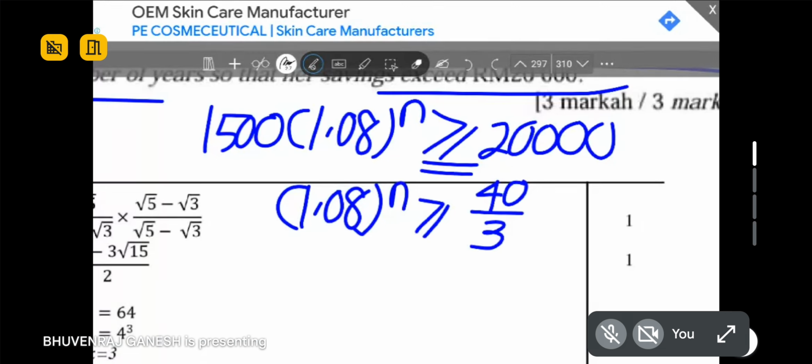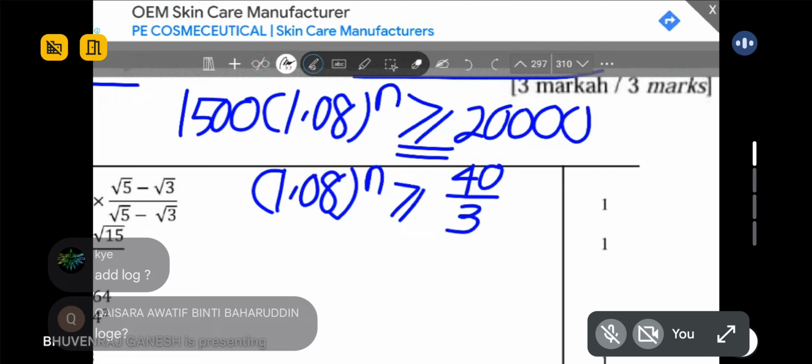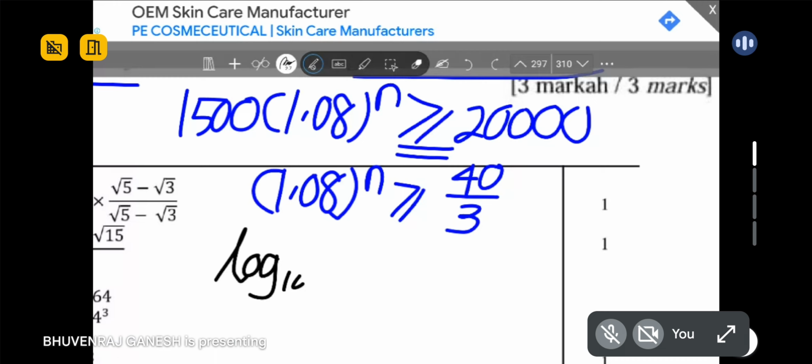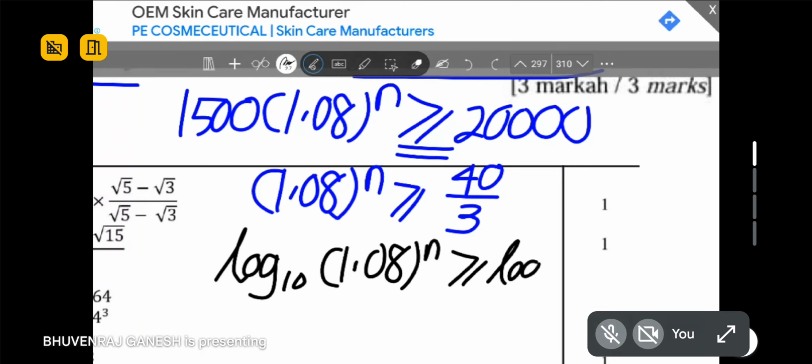Anyone? Come on. N value? How? Macam mana? Give me some suggestion. Yes, you can add log. Log asas 10. Okay, just add log base 10, guys, on both sides. So you get something like this. Okay, so now you can bring down the n, guys.